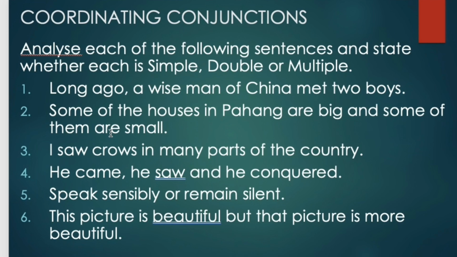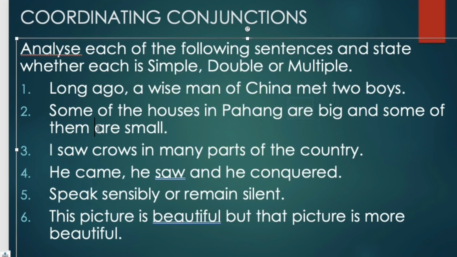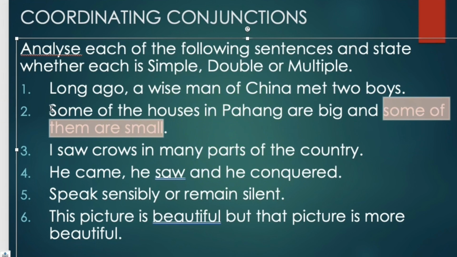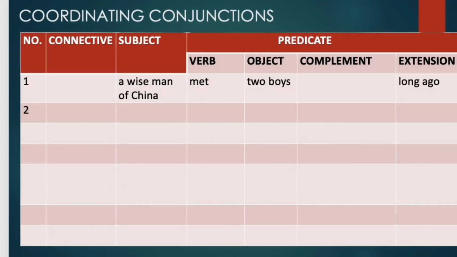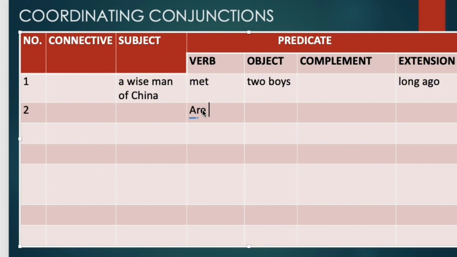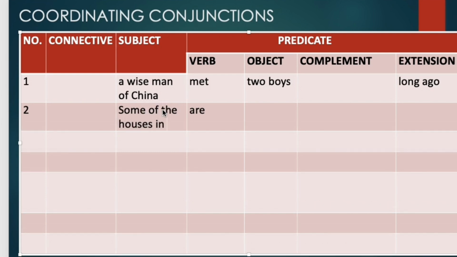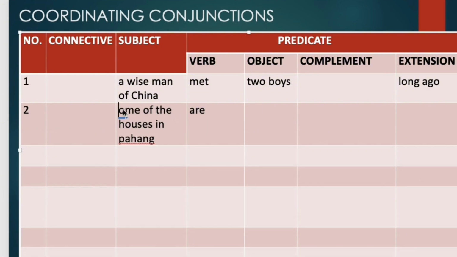Sentence 2. Some of the houses in Pahang are big and some of them are small. First, find the verb. The verb, are. So there are 2 verbs here. That means there are 2 simple sentences here. Some of the houses in Pahang are big. Some of them are small. So we will take the first simple sentence and analyze this. Are is the verb. So we place it under the verb column, are. Subject, some of the houses in Pahang. Are big. Big is the adjective describing some of the houses, and it must be placed under the complement.